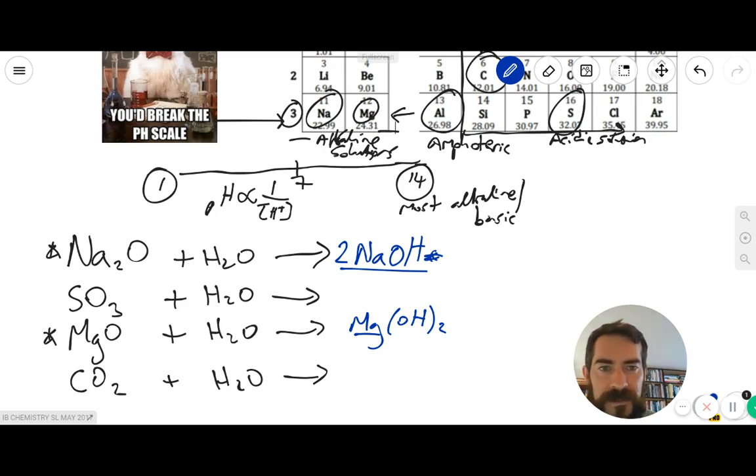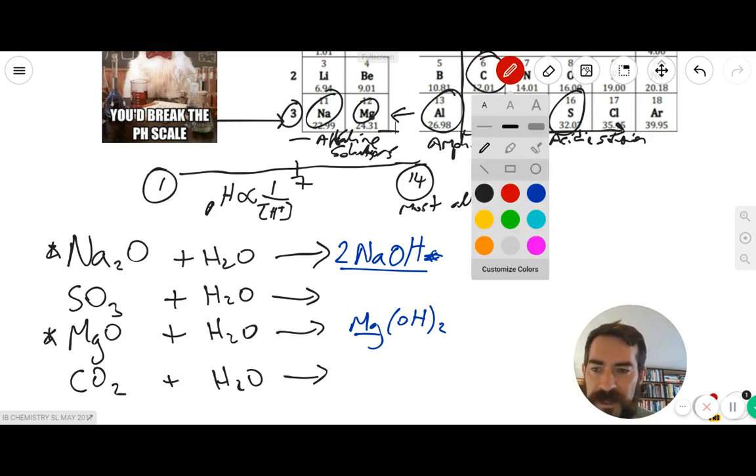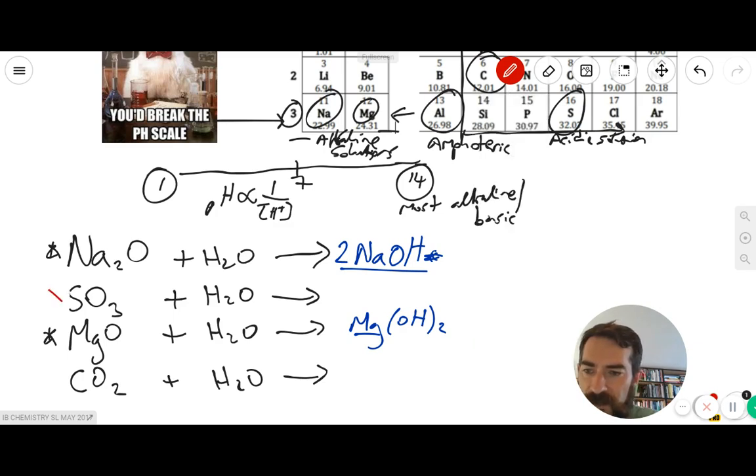Now, just to stick to that little model, I'll use the red then for the acidic solutions. So sulfur, we said, was to the right of aluminium, so therefore we'll make an acidic solution, and also carbon is to the right of aluminium, so it will also make an acidic solution with water.